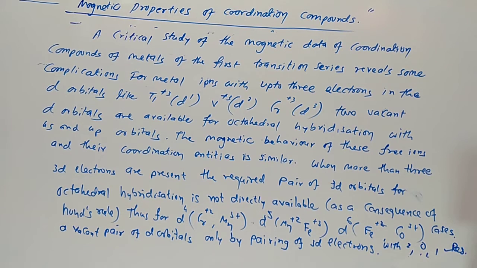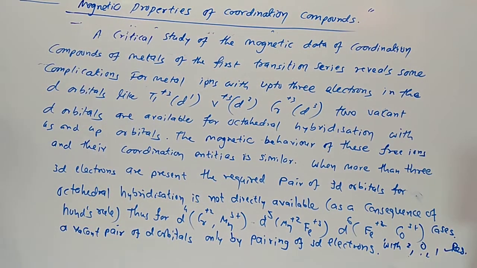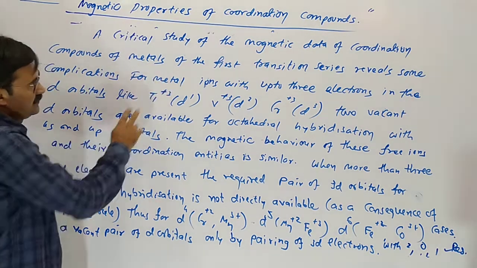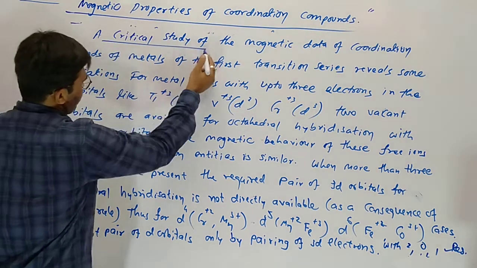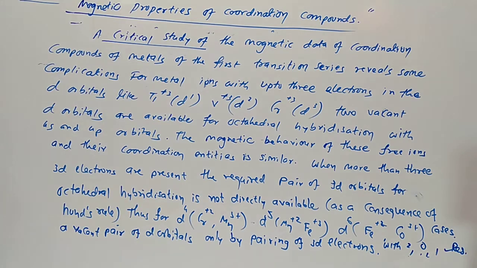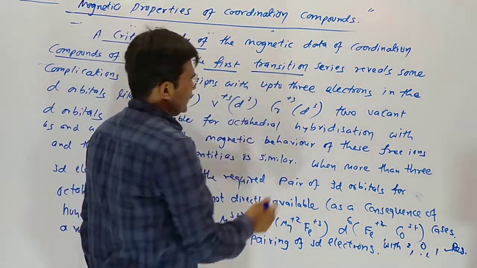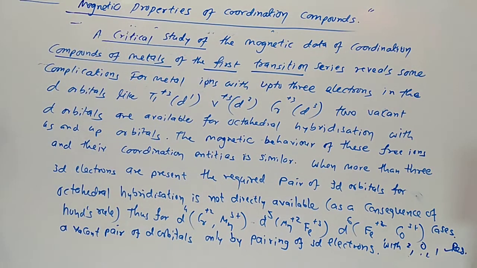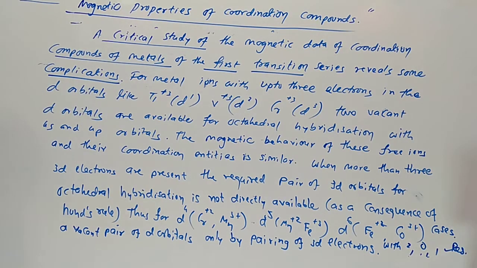Now, critical study of the magnetic data. We discuss our formula, which is the magnetic data of a coordination compound of a metal in the first transition series. Critical study of the magnetic data of coordination compounds of the metals of the first transition series reveals some complications. Complications we are going to discuss.